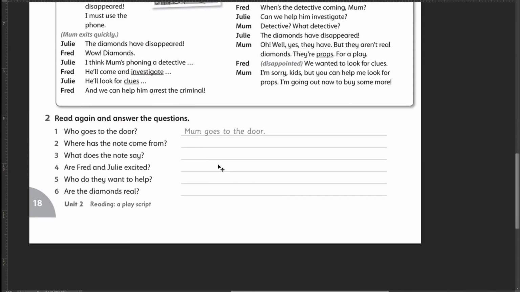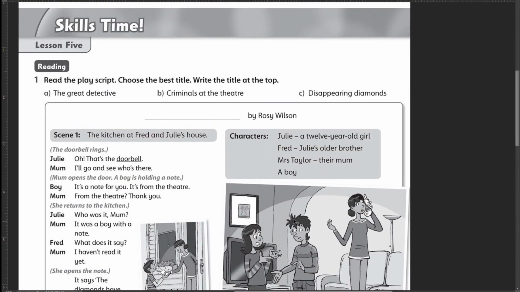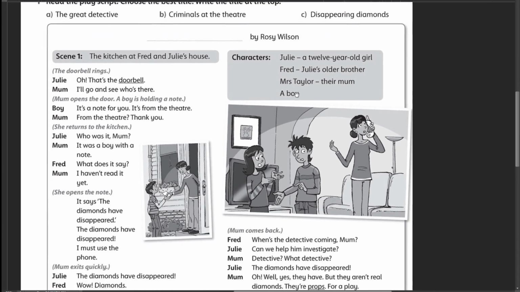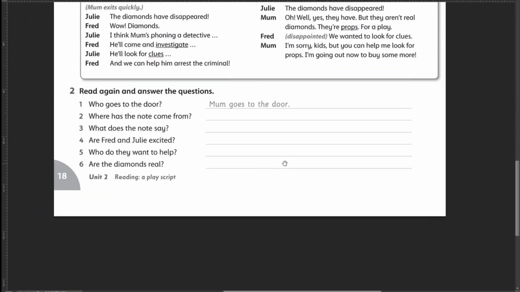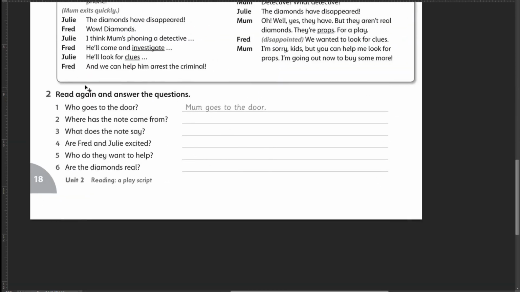Okay, so that is the script that we have just read. So do not forget to select the best title for our script. Is it The Great Detective, Criminals at the Theater, or Disappearing Diamonds? Okay, let's go to exercise 2.